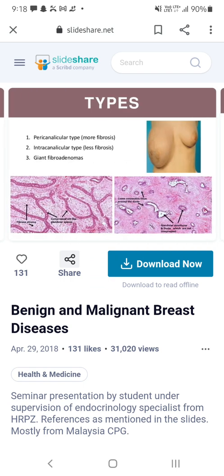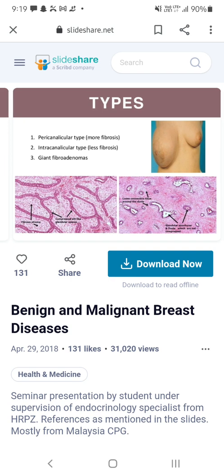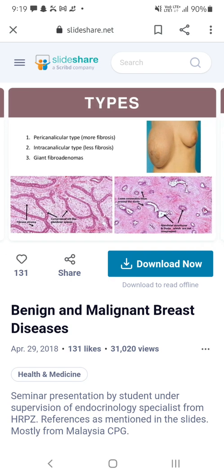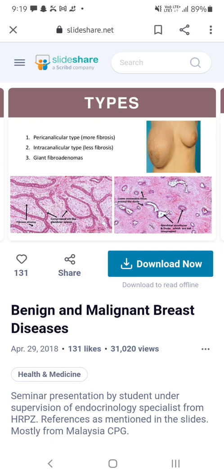So if you see the types, see how the breast looks. That's why if you do breast self examination in front of the mirror, you can nicely observe that one breast is increasing in size and one breast is lower in size, so that you can detect that something is wrong in your breast. Pericanalicular type is more fibrous, intracanalicular type is less fibrous. Pericanalicular means the tumor is outside the tissue. Intra means inside the tissue. If they have tumors, it is known as pericanalicular and intracanalicular. Giant fibroadenoma, I told you already, more than 5 centimeters.